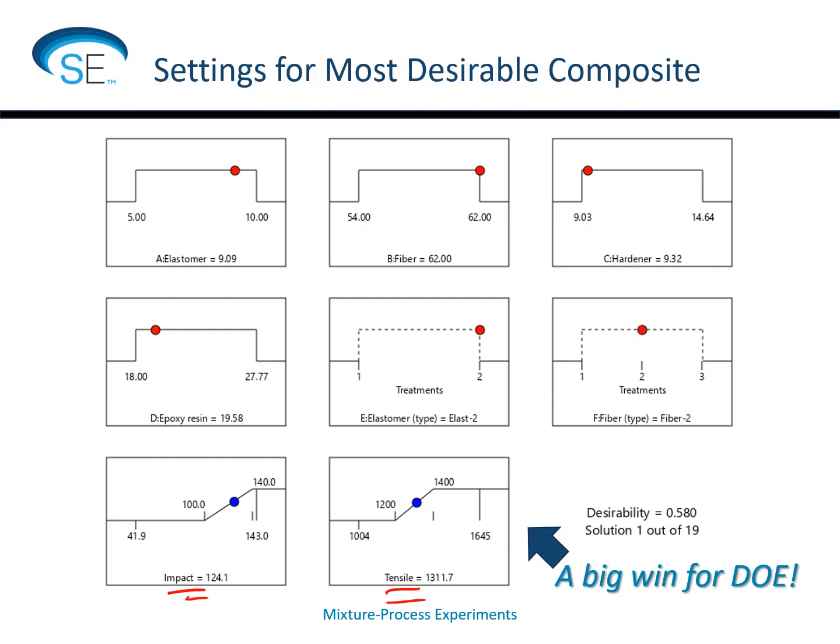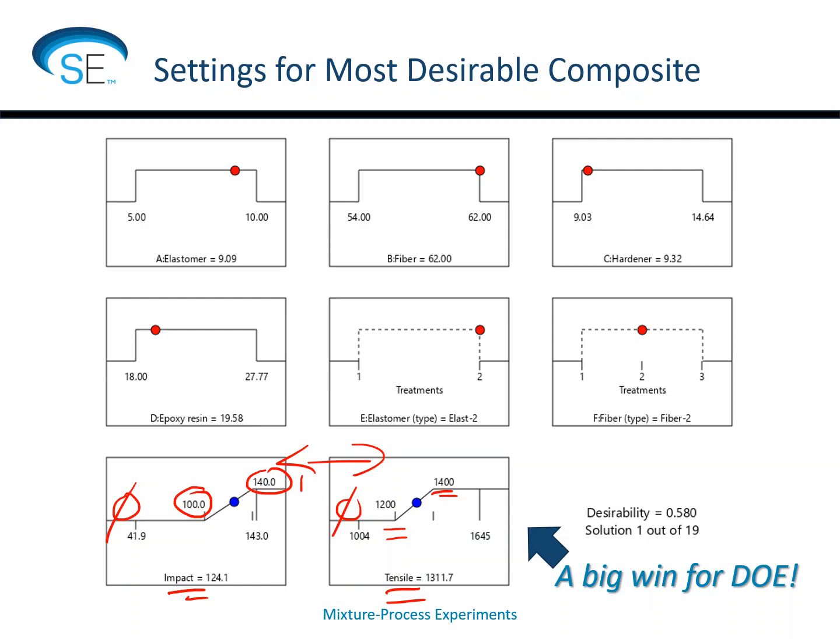However, to be more exact, we want to set our goals with a lower threshold limit and an upper threshold limit so we can kind of trade off these two responses. So for the impact, 100 was considered to be the lowest that they would accept. Below that would be 0 desirability. And then 140 was considered good enough. So anything above 140 is desirable, desirability of 1. Then for the tensile, they set 1200 at the lower end. Below that it's 0, and 1400 is as good as they need to get.